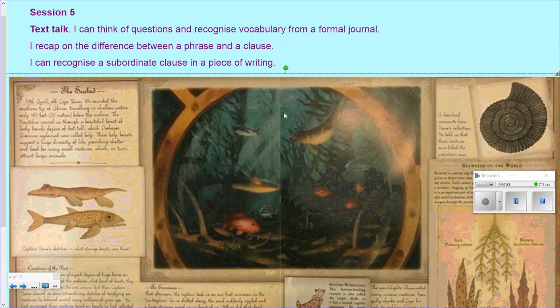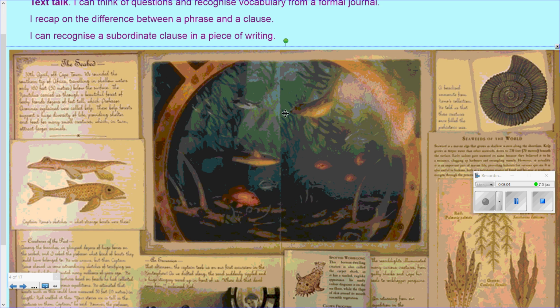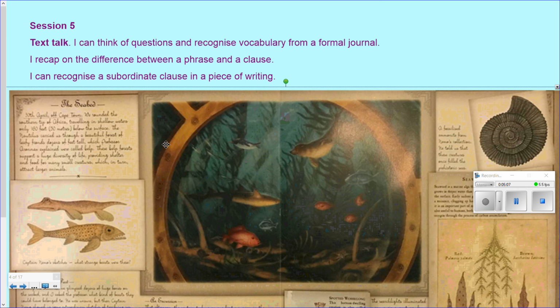the Microsoft Teams site. And that then gives you a chance, if you want to look at and read yourself, you can do that because you can zoom in and it's a lot clearer than it is on here. So to start with, I've typed up the formal journal and I'm going to read through, ask some questions, and then we're going to focus on the vocabulary that we might see within the text. Let's make a start.